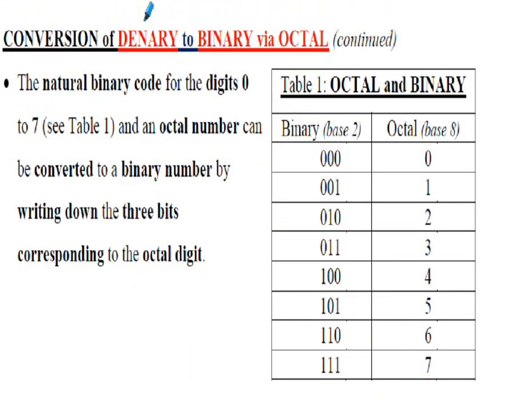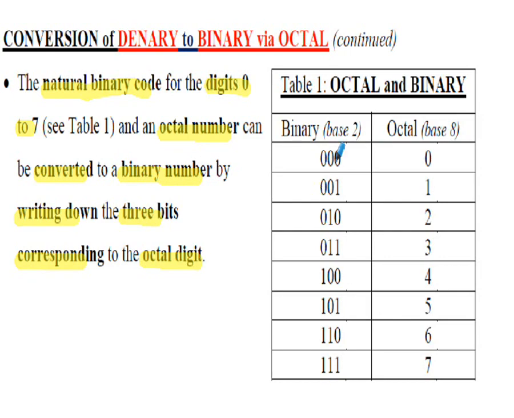Continuing the denary to binary conversion via octal, the natural binary code for the digits 0 to 7 is shown in the table, and an octal number can be converted to a binary number by simply writing down the 3 bits corresponding to each octal digit.